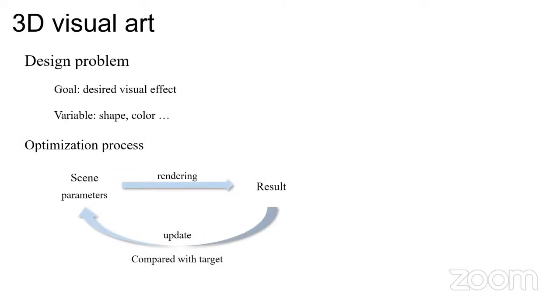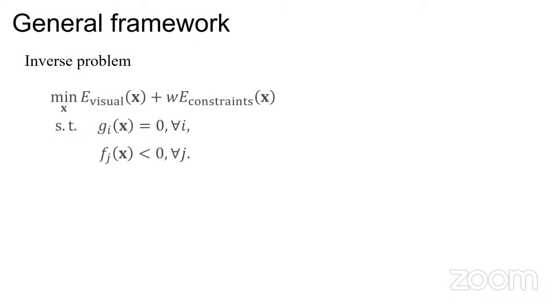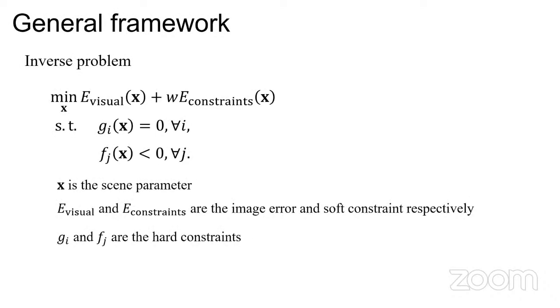And the optimization process is usually like this. The researchers use some parameters to render a result, and then they update the parameters according to the difference between the rendered result and the target. This is a typical inverse problem. So we can use a general framework to describe these design problems.